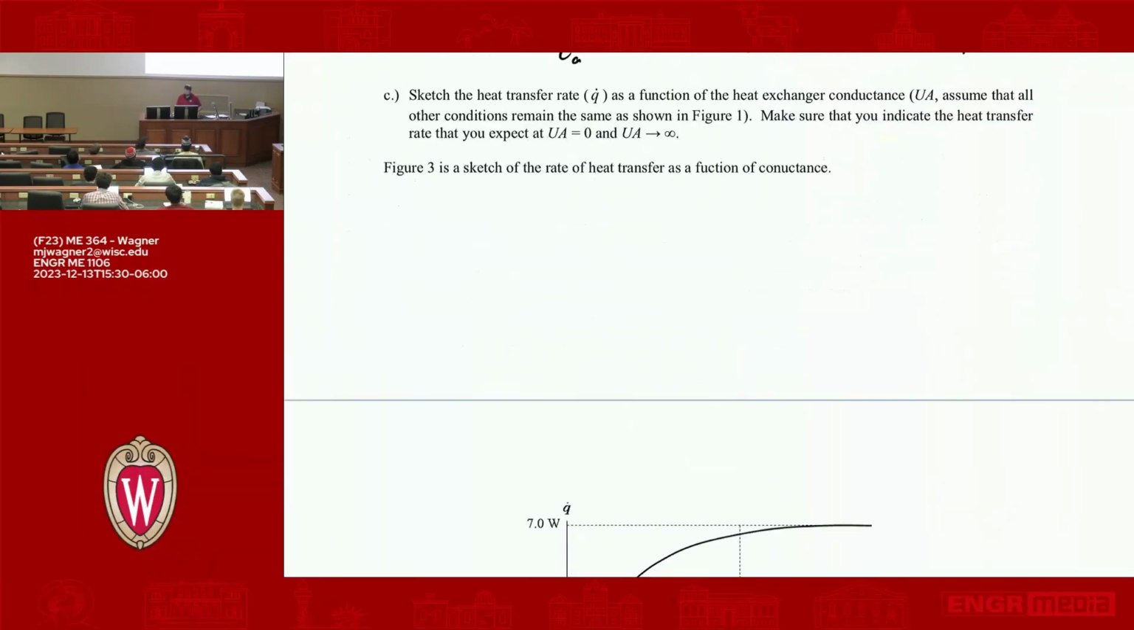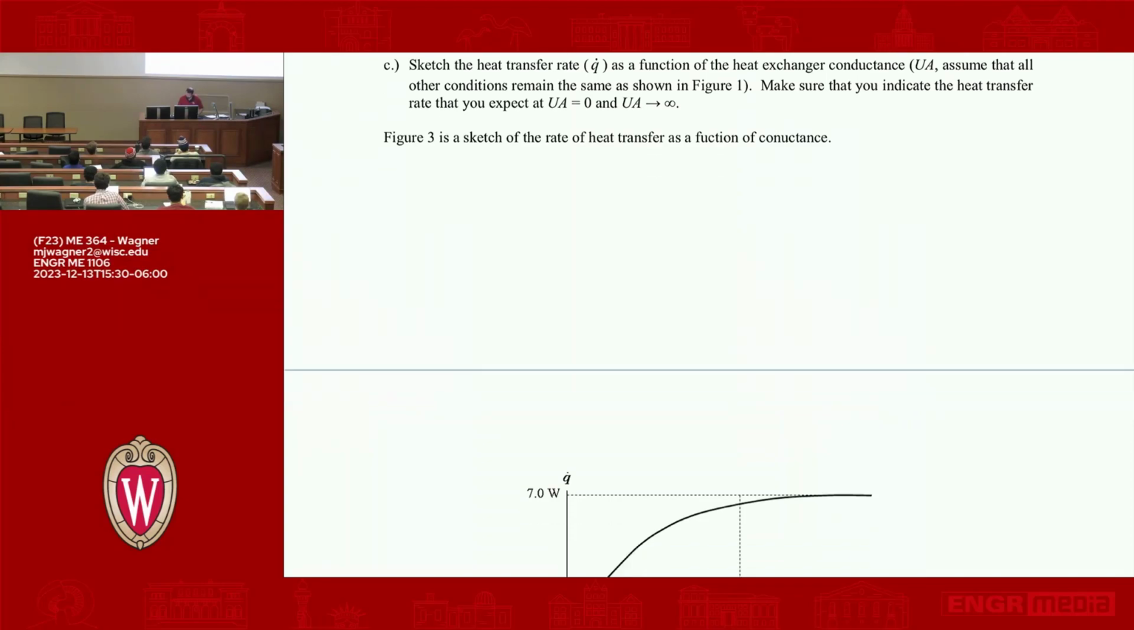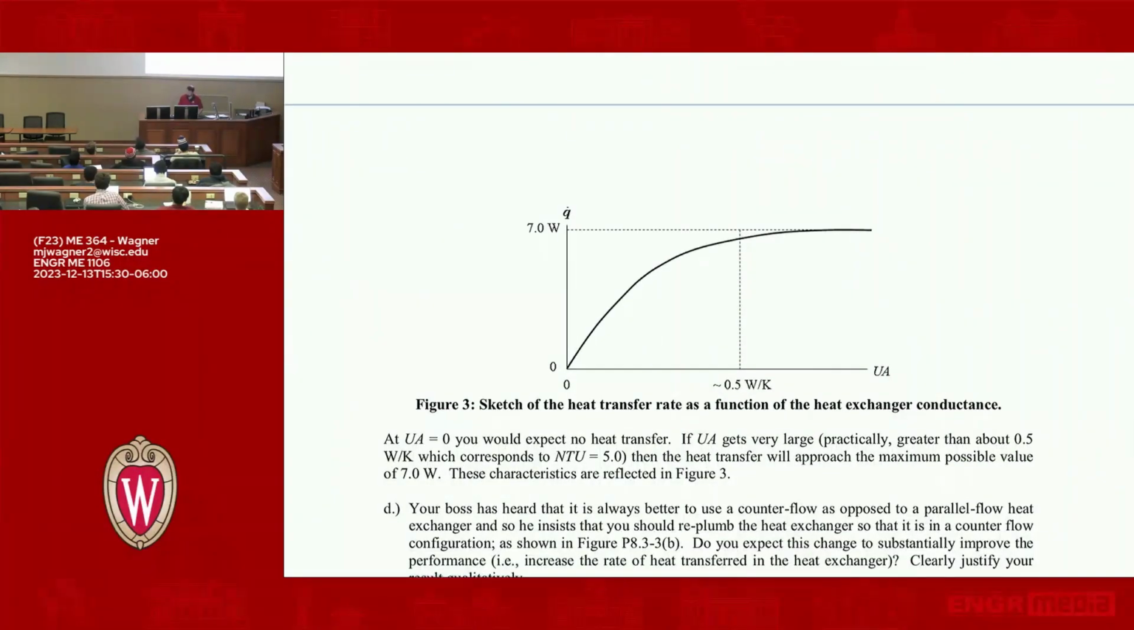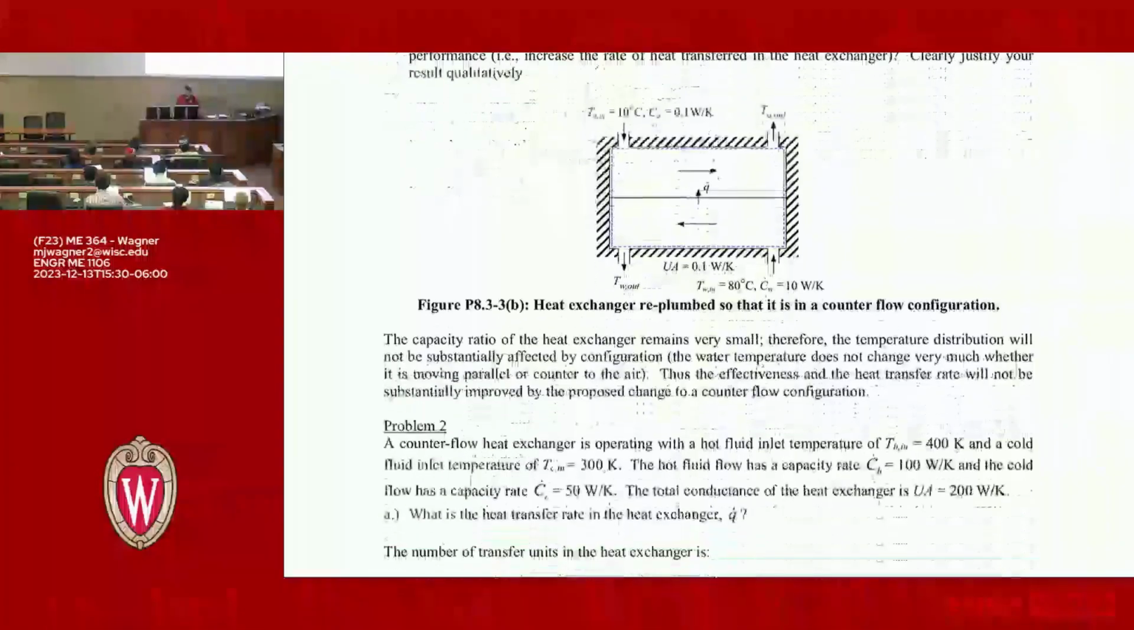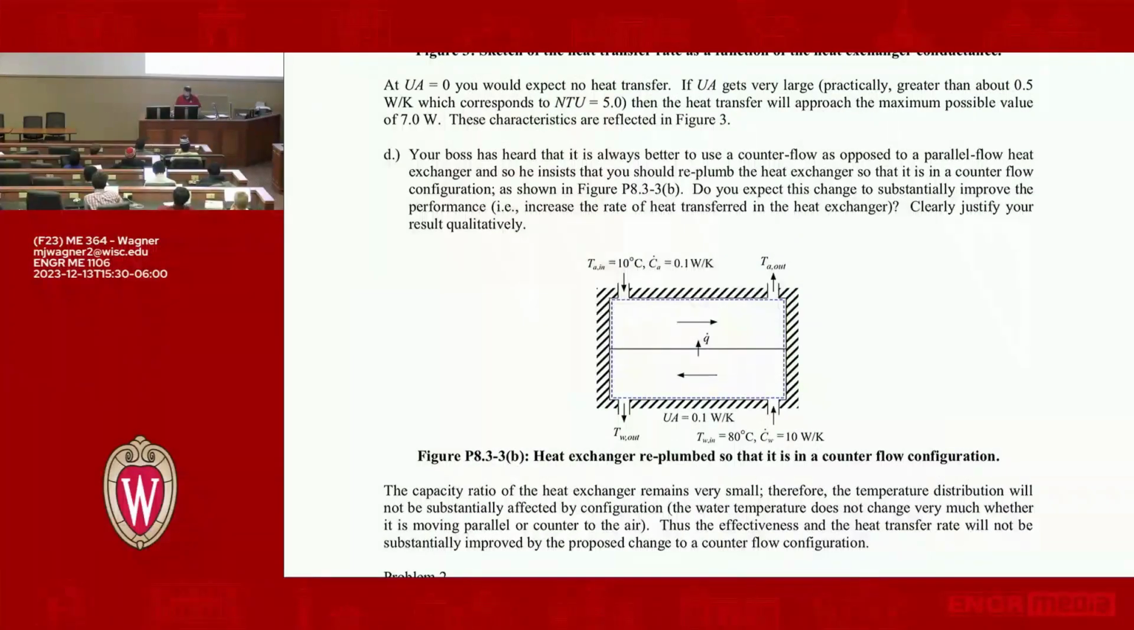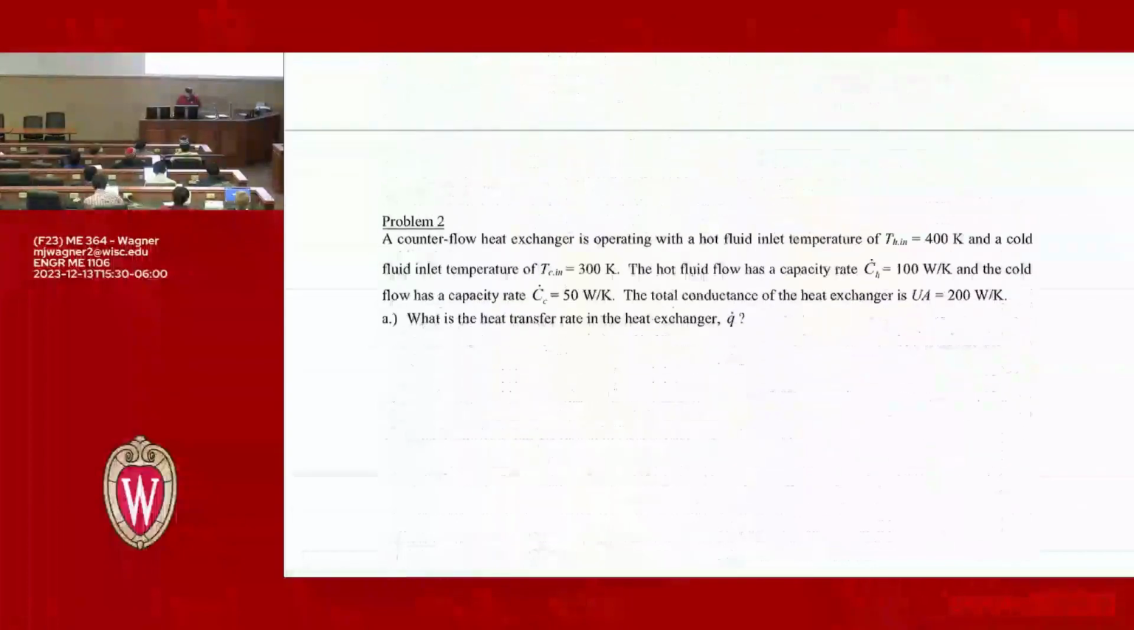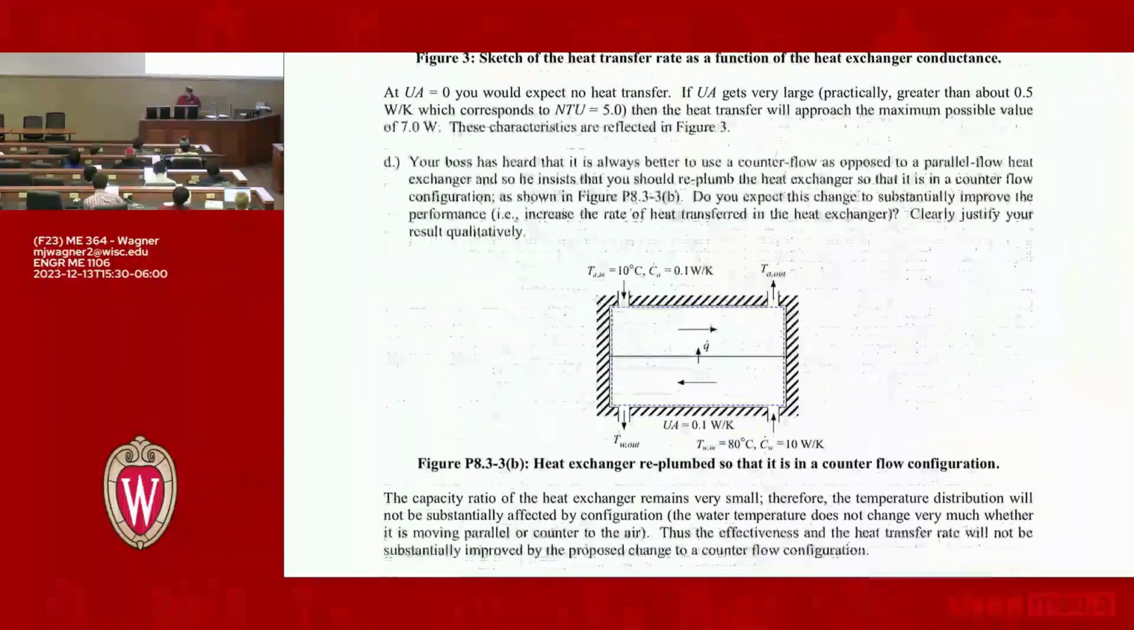Okay, so the sketch, you can look in the solution, but this is just saying sketch the rate of heat transfer as a function of conductance. I guess I left the solution in here, but it looks like this. Let me skip to this part here. I didn't even leave space for it. Okay, so this is just a conceptual sketch.